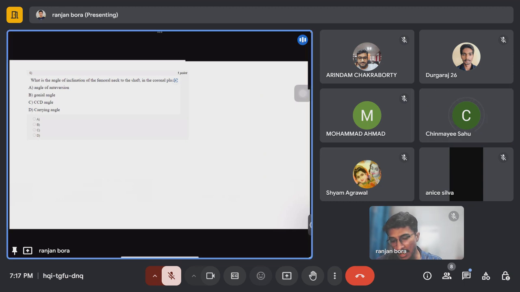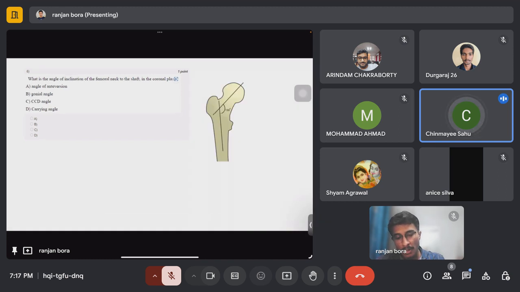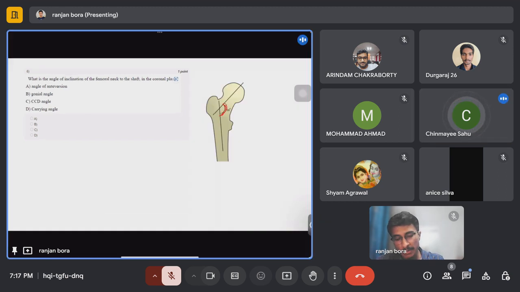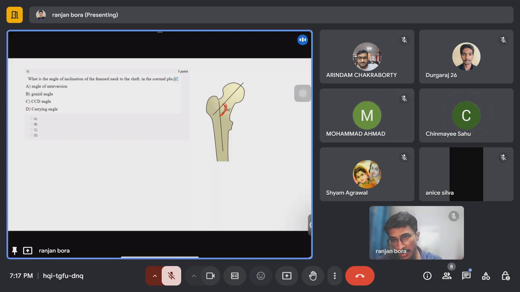What is the angle of inclination of the femoral neck to the shaft in the coronal plane? What is this angle known as? CCD. CCD stands for caput-collum-diaphyseal angle.